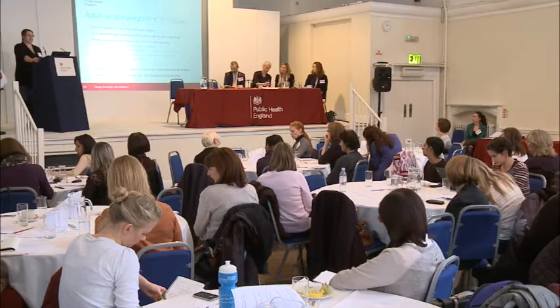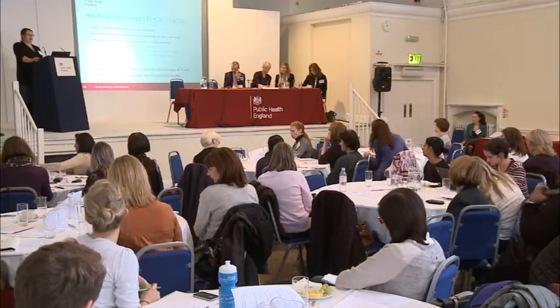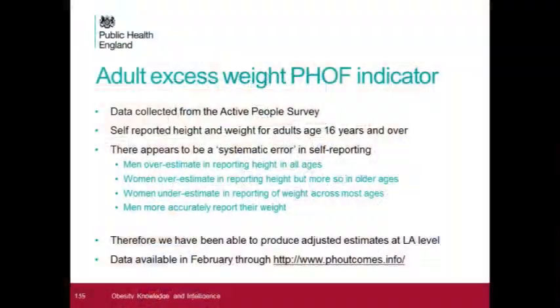And this is another significant piece of work, which is a new piece of work. About a year or so ago, we started investigating how we can provide excess weight indicator data for the public health outcomes framework at local authority level. At the moment, the only local authority level prevalence we've got are from modelled estimates from 2006 to 2008. So we looked into options with the Department of Health to decide how we can collect these data and produce robust estimates of adult excess weight at local authority level.